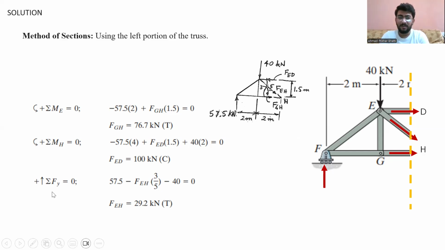While in the case of the forces in the y direction, we have the 57.5 kilonewton force, and we have the force in member EH, multiplied by the ratio of the perpendicular to the hypotenuse of the triangle, which is 3 over 5, and we have a negative 40 kilonewton force. So the force in member EH is about 29.2 kilonewton, and this force also produces tension.